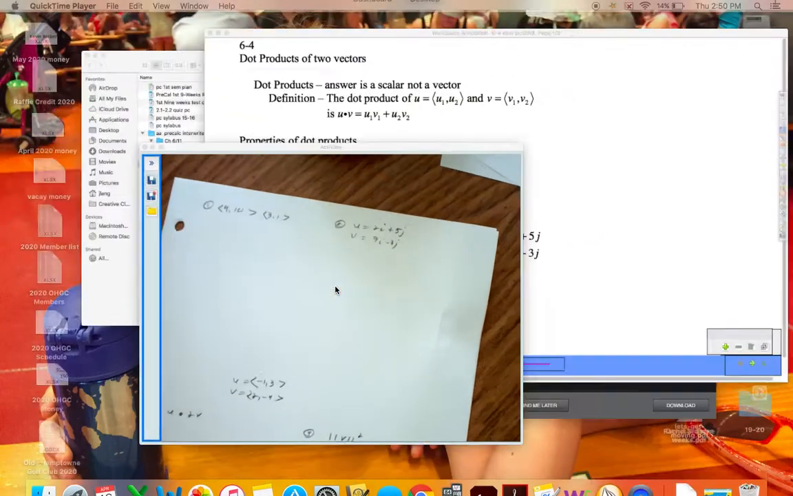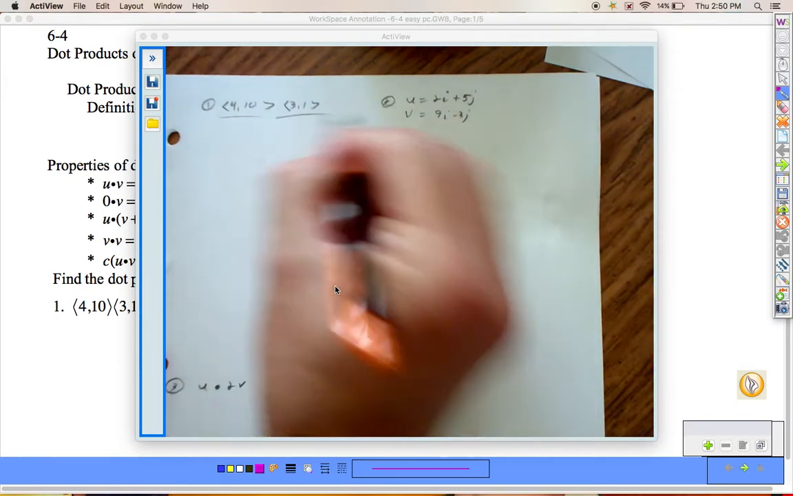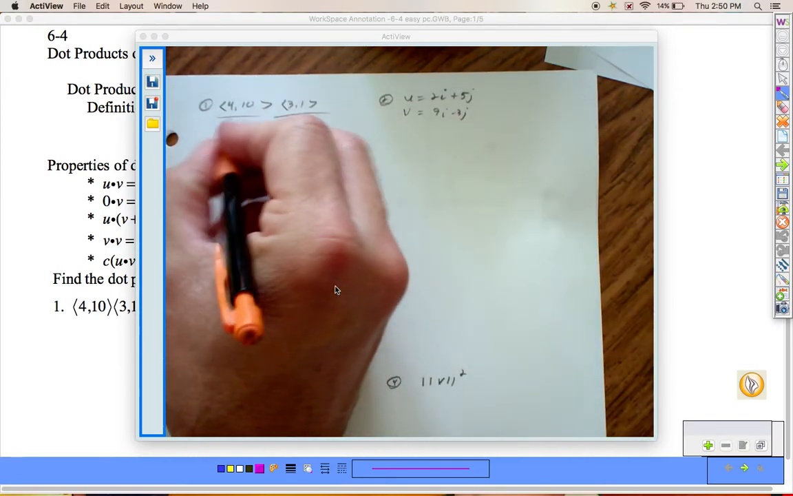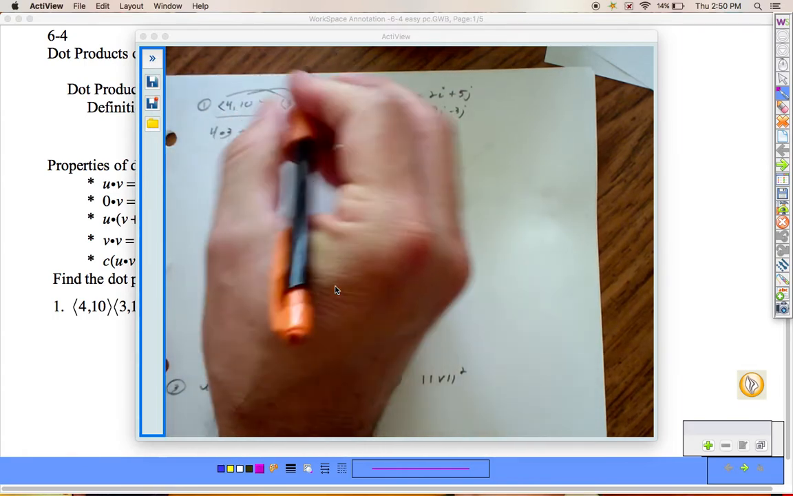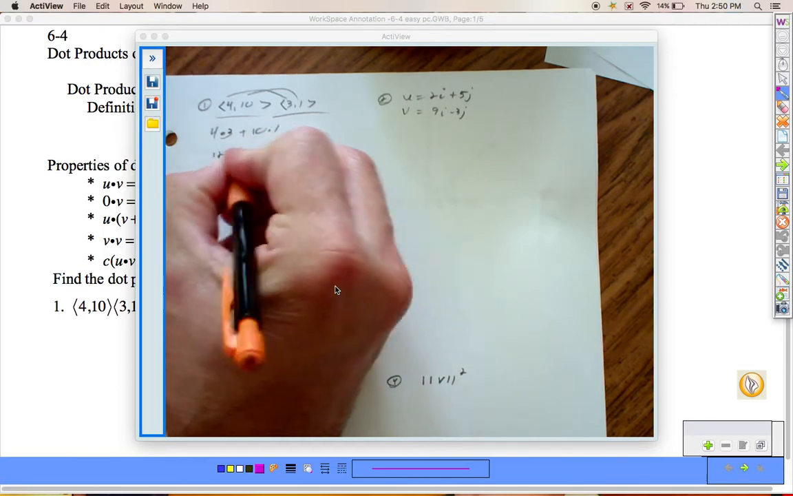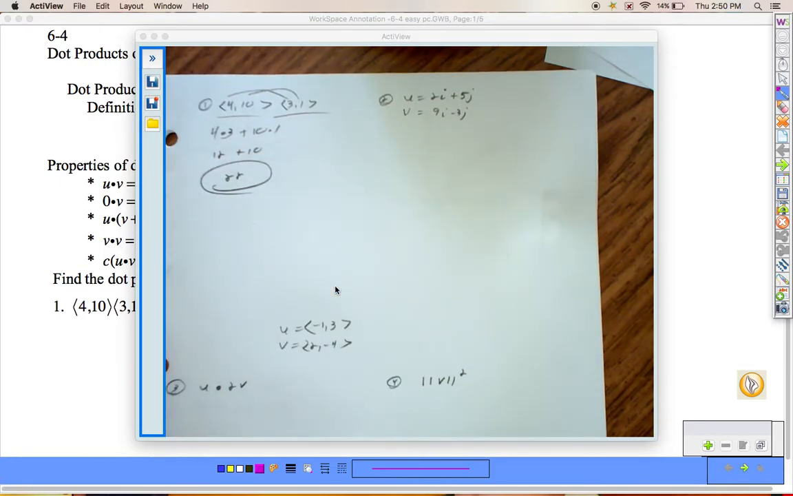All right, so the first problem. Vector 1 is 4, 10, vector 2 is 3, 1. So do the dot product, I'm going to multiply 4 times 3 plus 10 times 1, 12 plus 10 is 22. The dot product of the vectors 4, 10, and 3, 1 is 22. It's a number, it's not a vector.